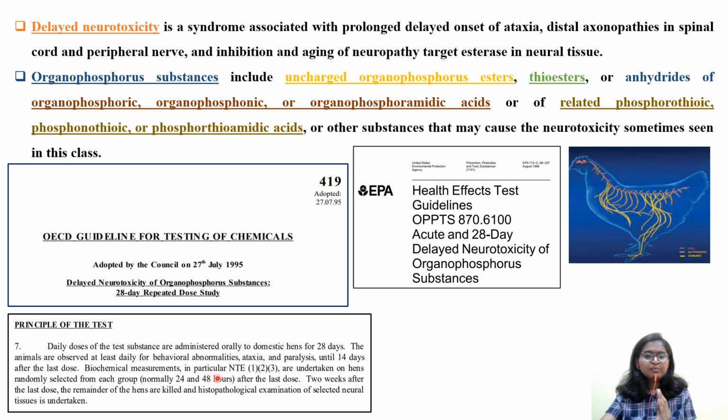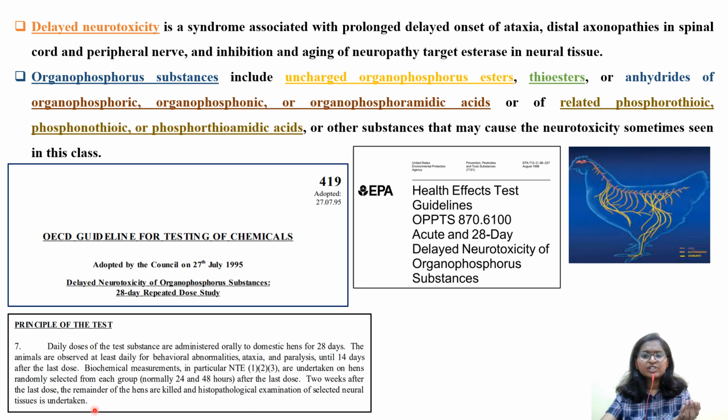Biochemical measurements, in particular NTE, neuropathy target esterase, as I said, are undertaken on hens randomly selected from each group, normally 24 hours and 48 hours after the last dose. For example, if the last dose was on day 28, on day 29 or day 30 you have to check for this NTE activity. Two weeks after the last dose, the remainder of the hens are killed, and histopathological examination of selected neural tissues is undertaken.